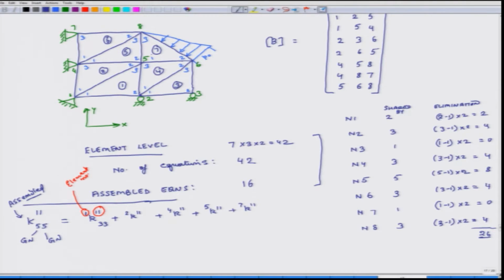Understood? For the second element, global node 5 corresponds to which node? So, it is 2 2. For the fourth element, global node 5 corresponds to node 3, 3 3. For the fifth element, global node 5 corresponds to 2, so it is 2 2. For the seventh element, global node 5 corresponds to 1, so it is 1 1. Understood. So, you have to patiently do this and you will be able to do assembly in this way.